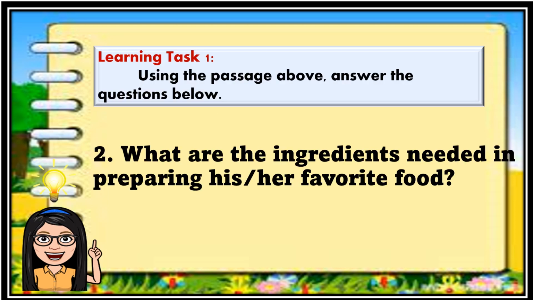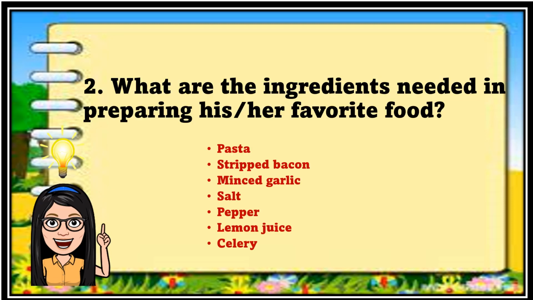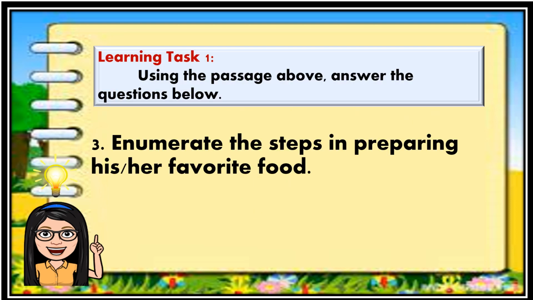Let's have question number 2. What are the ingredients needed in preparing his or her favorite food? Here are the answers. We have pasta, strip bacon, minced garlic, salt, pepper, lemon juice, and celery. Let's proceed to question number 3.